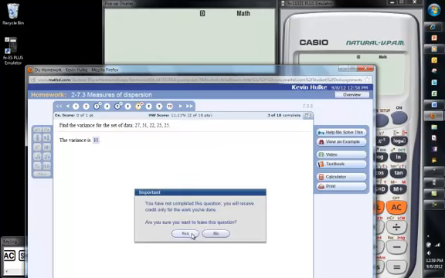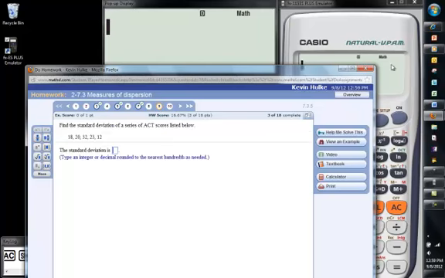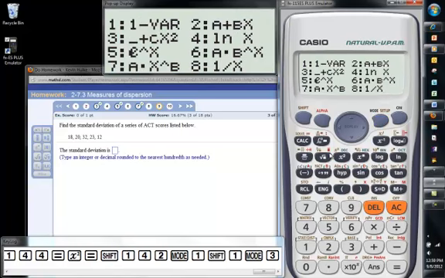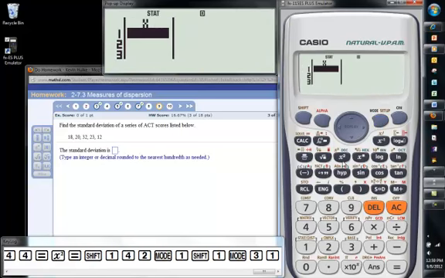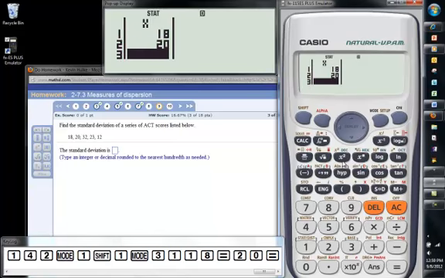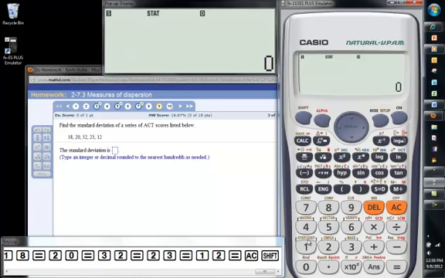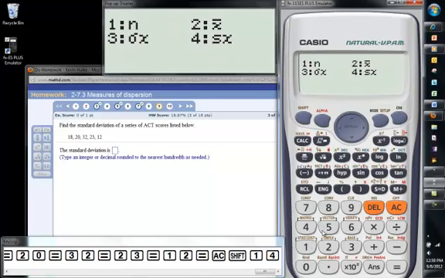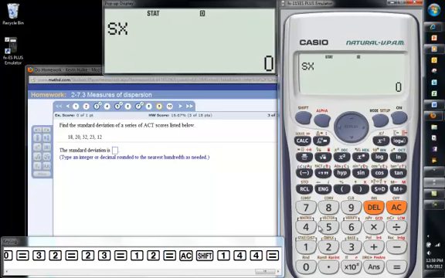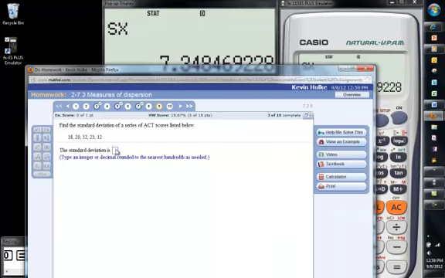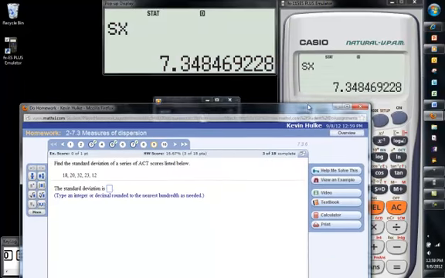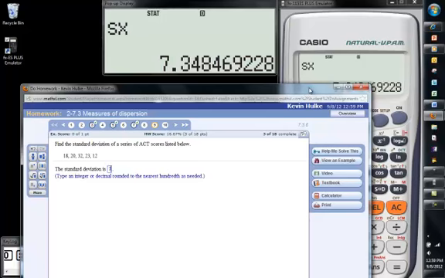Number 9, finding the standard deviation. Mode 3 standard deviation, with data 18, 20, 32, 23, and 12. And then the standard deviation, number 4, is 7. Now it wants it to 2 decimal places, 7.35. So that's how you do these problems.